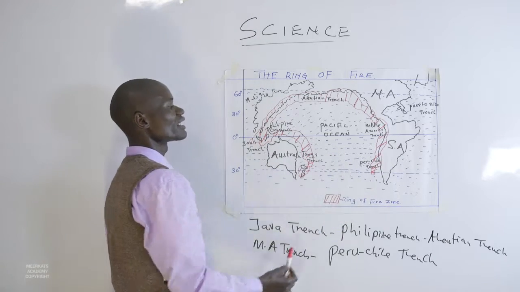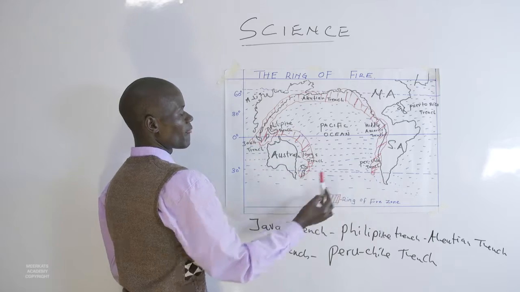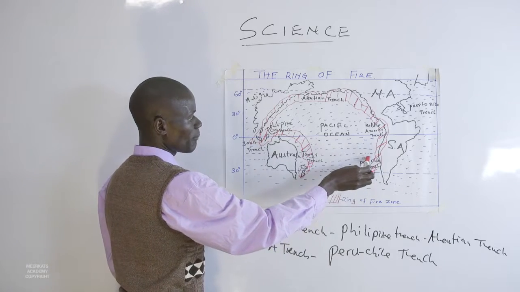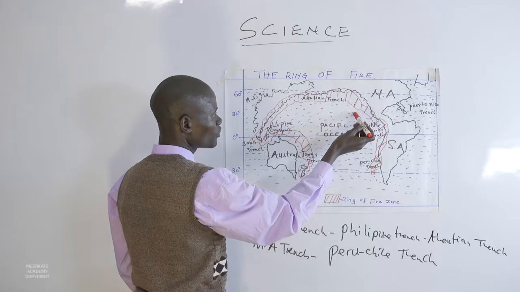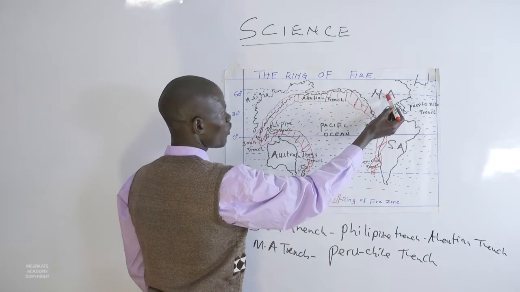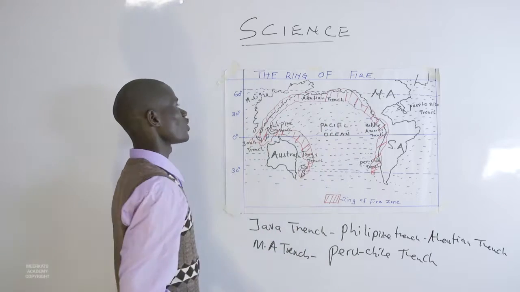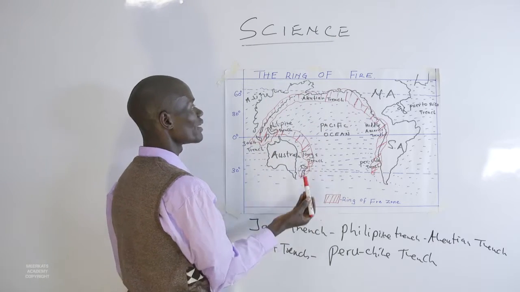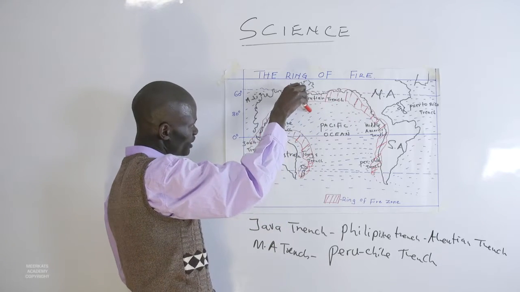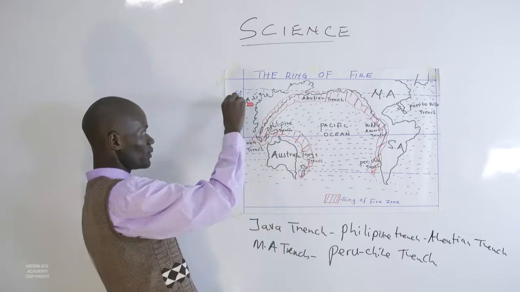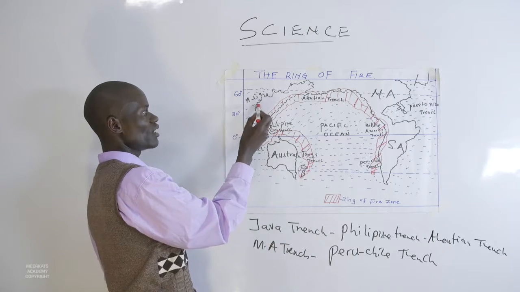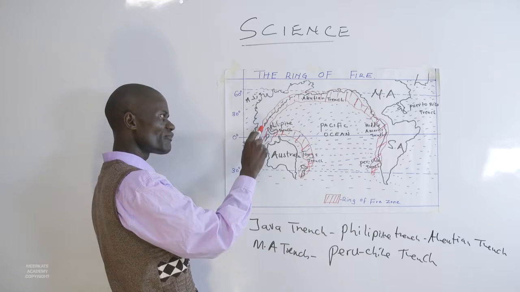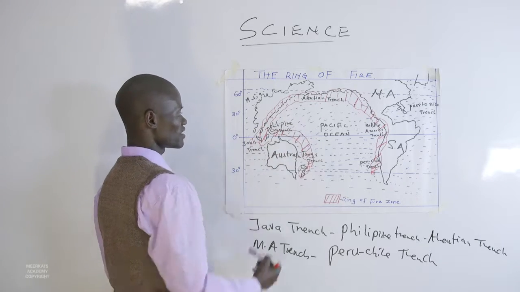Bordering South America, in the southwest of South America, we have the Pacific Ocean. When we go to the west of the North American continent, we also have the Pacific Ocean. When we go to the Aleutian region bordering Europe, we have the Aleutian Trench, and the border is the Pacific Ocean. In the southeast of Asia, we have the Pacific Ocean. The Philippine Islands are also bordered by the Pacific Ocean.